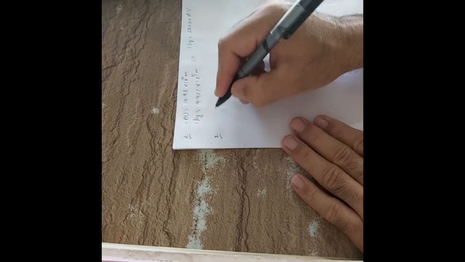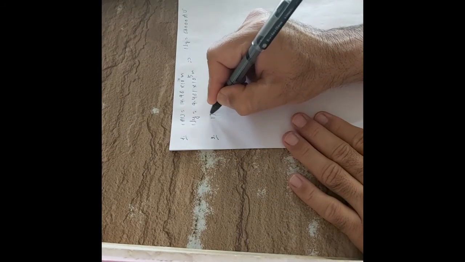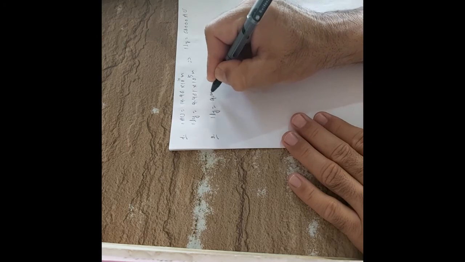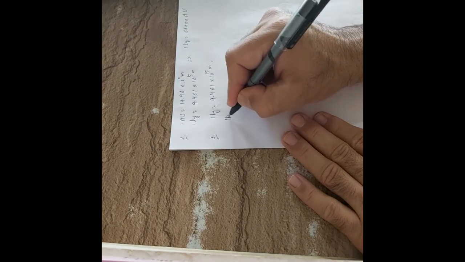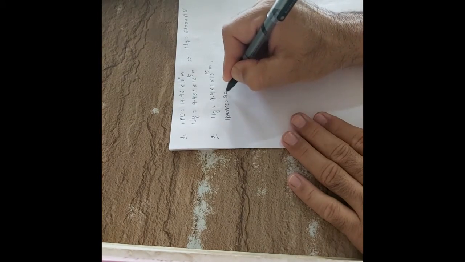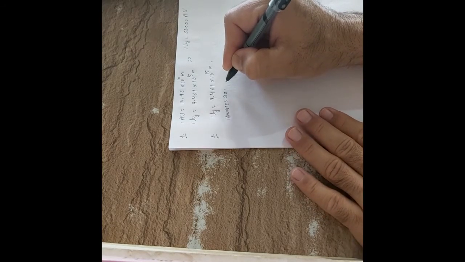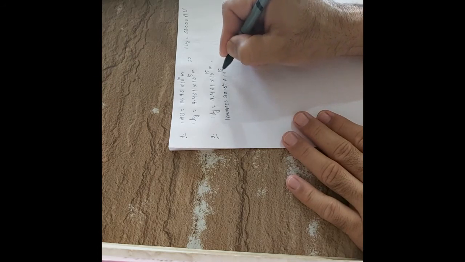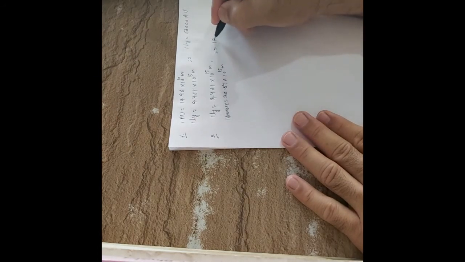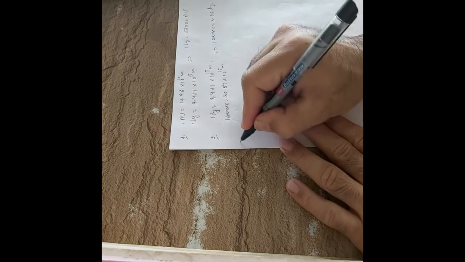And the second point is, what is the relation between light year and parsec? 1 light year is 9.461 into 10 to the power 15 meter. And what is 1 parsec? 1 parsec is 30.84 into 10 to the power 15 meter. Now divide them, you will get 1 parsec is equal to 3.26 light years.